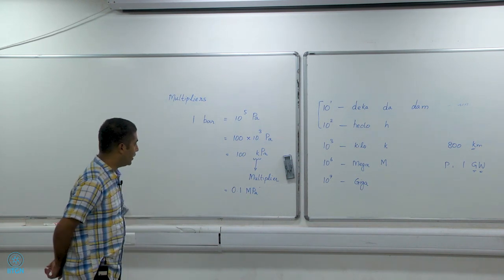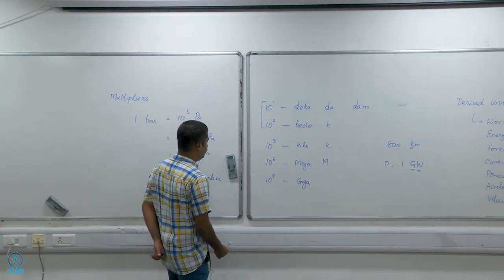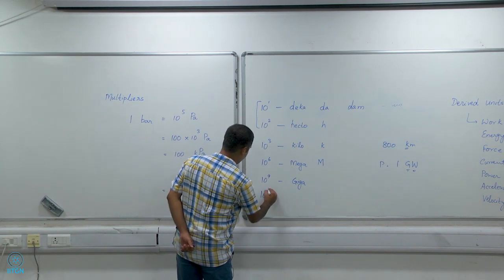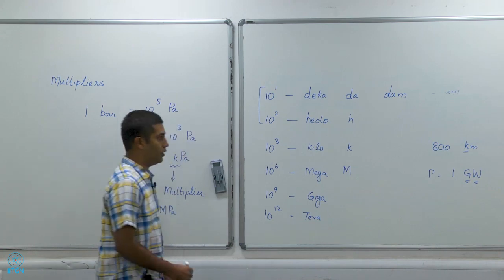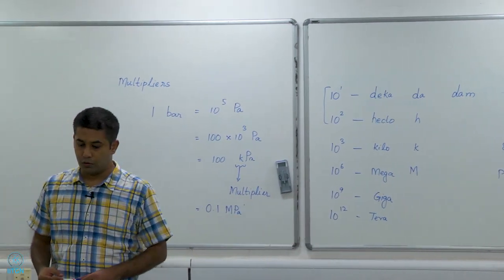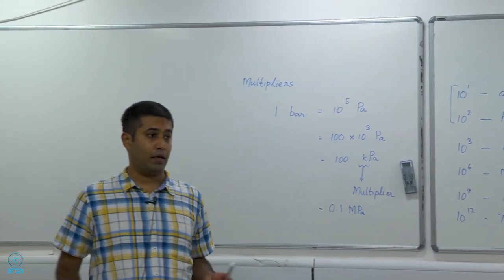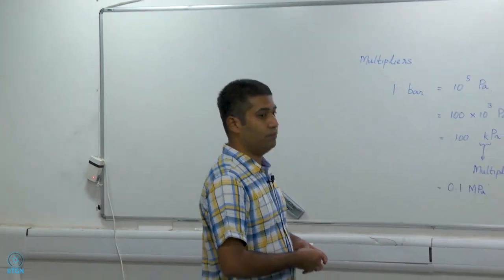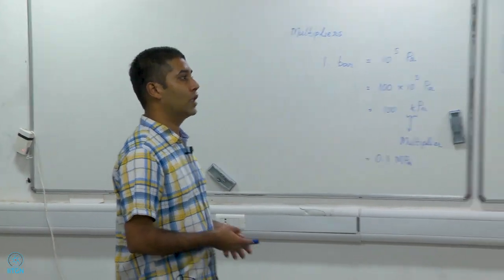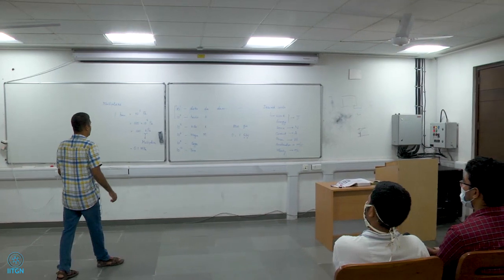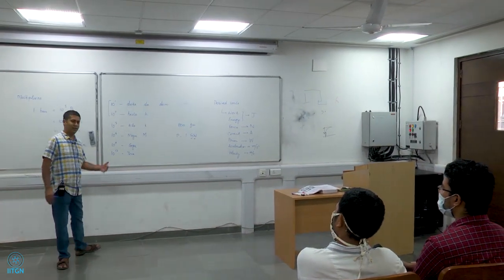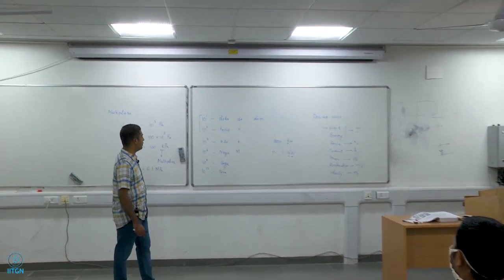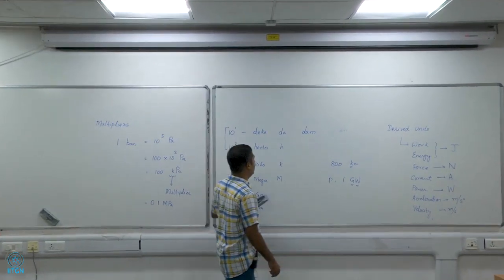All right. And 10 power 12 is tera. So, you might have heard of teraflops. Supercomputers are rated in teraflops. Laptops also have 1 TB, 2 TB. Right. So, terabytes, yes. So, this is how much we use. Beyond that, there are other multipliers that we do not use that much. So, we will not worry too much about it.